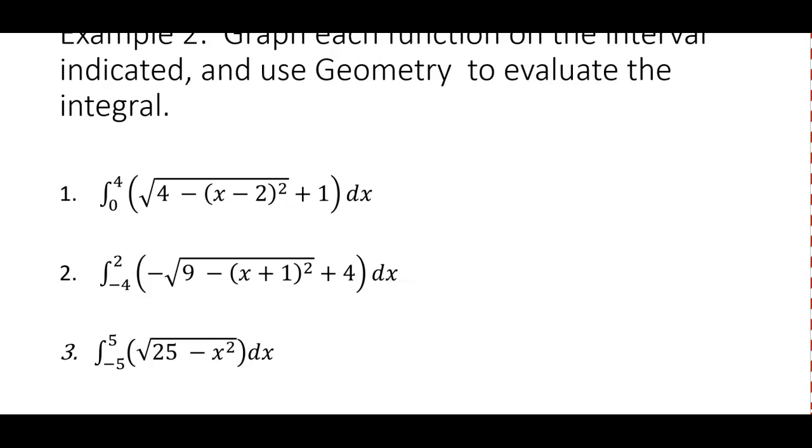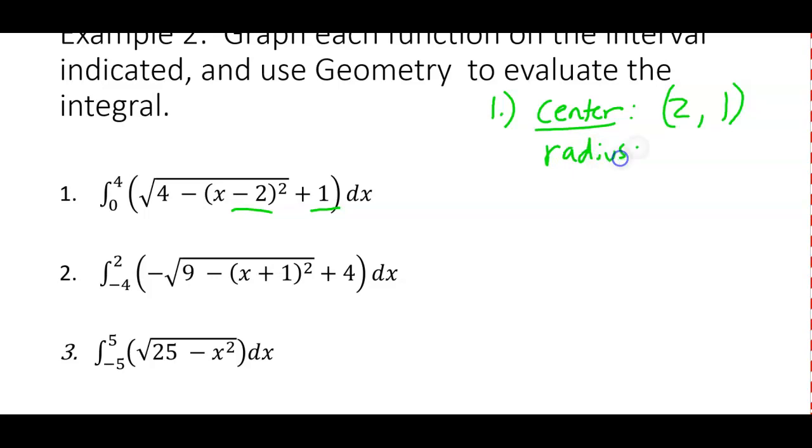So go ahead and, did I print this for you, I hope? Sweet. All right, so graph each function on the interval indicated first, and then we're going to use geometry to evaluate the integral. So here we go. What is my center for number 1? It's 2 and 1. Remember, you change the sign for the h, but when it's in this form, not for the k. So it's 2, 1. What is the radius? It's 2. The radius is the square root of this number right here. Okay? So let's graph that.